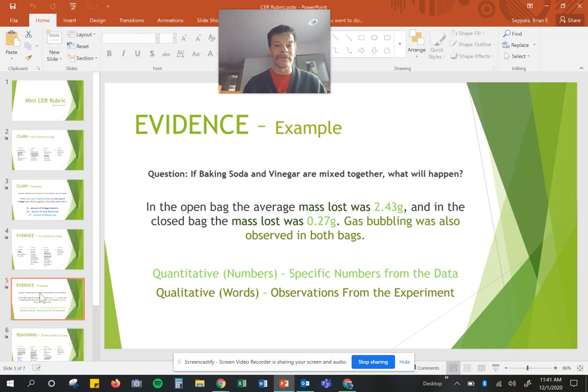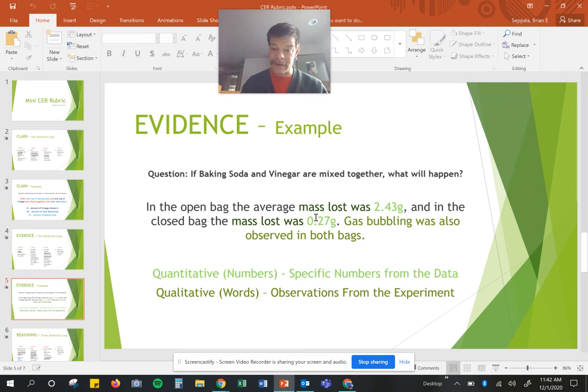Let's look at an example of this. Same question as we had before: if baking soda and vinegar are mixed together, what will happen? Well, I said in my claim that the mass will go down. So what I need in my evidence is observations and numbers proving the mass went down. In the open bag, the average mass lost was 2.43 grams, and in the closed bag, the mass lost was 0.27 grams. There was bubbling gas observed in both bags.